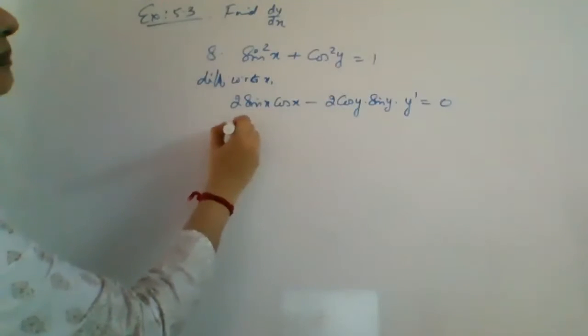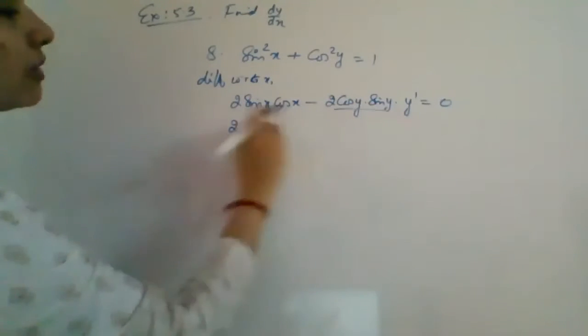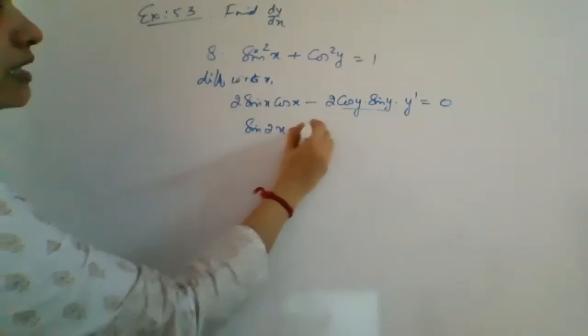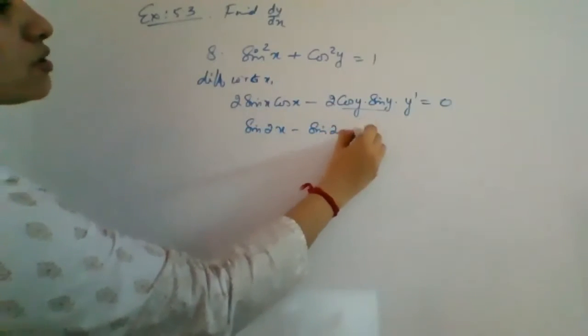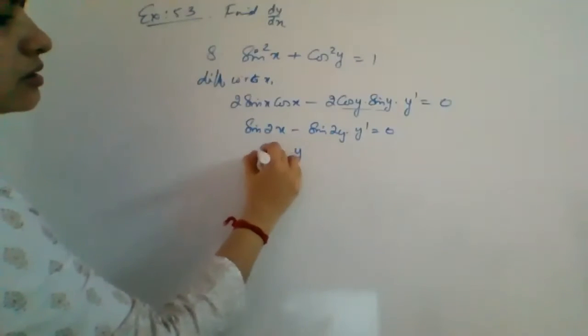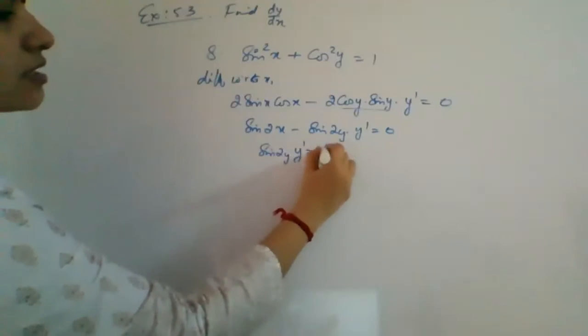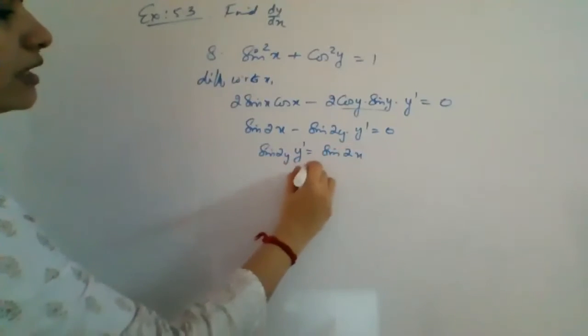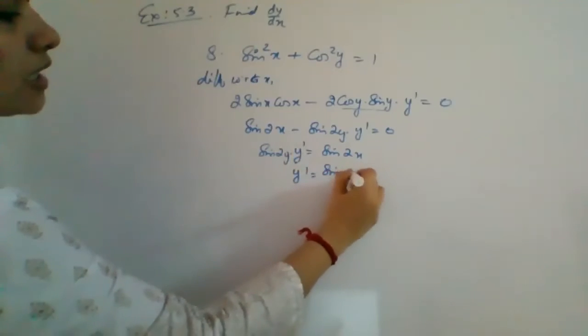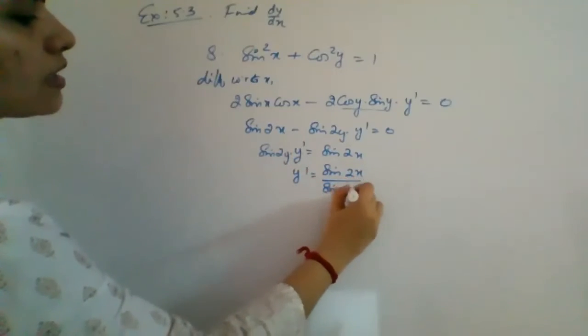Now here again, this also can be written as sine 2y, right? So next step I'm writing sine 2x minus sine 2y into y dash is equal to 0. Or sine 2y into y dash is equal to sine 2x, or y dash is equal to sine 2x divided by sine 2y.